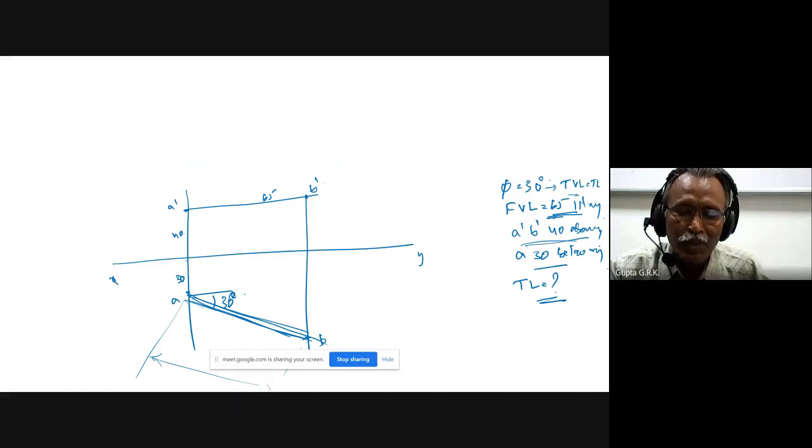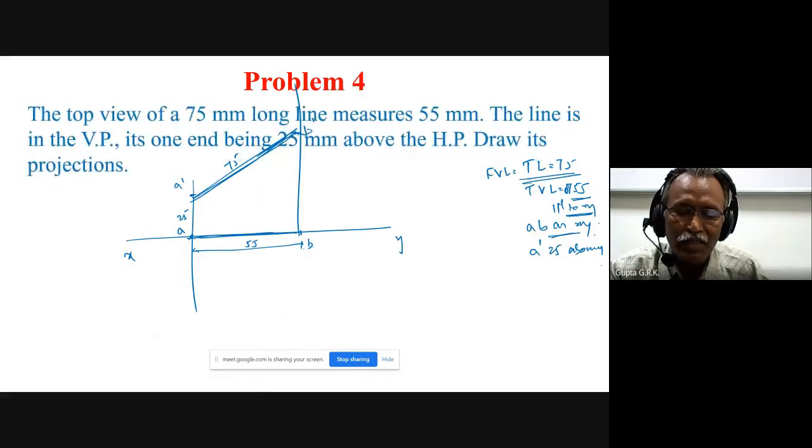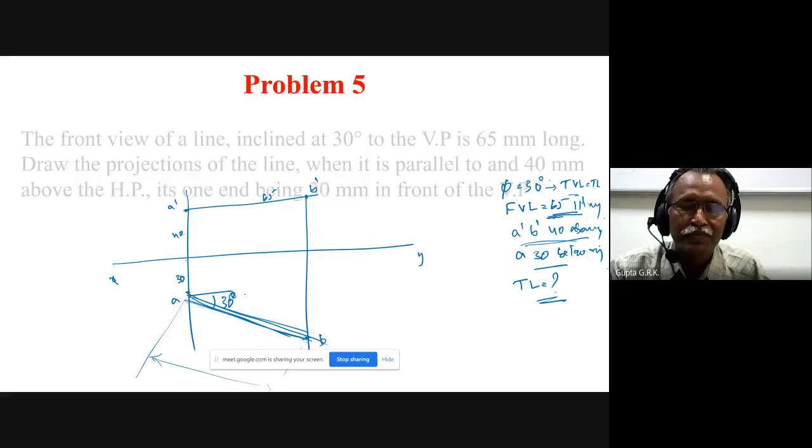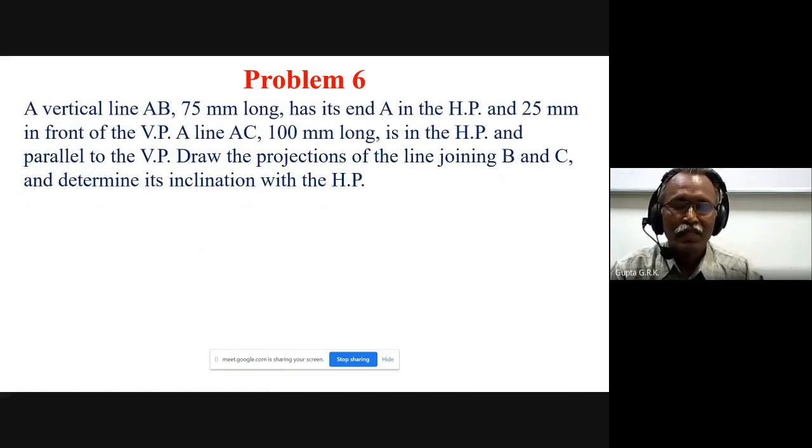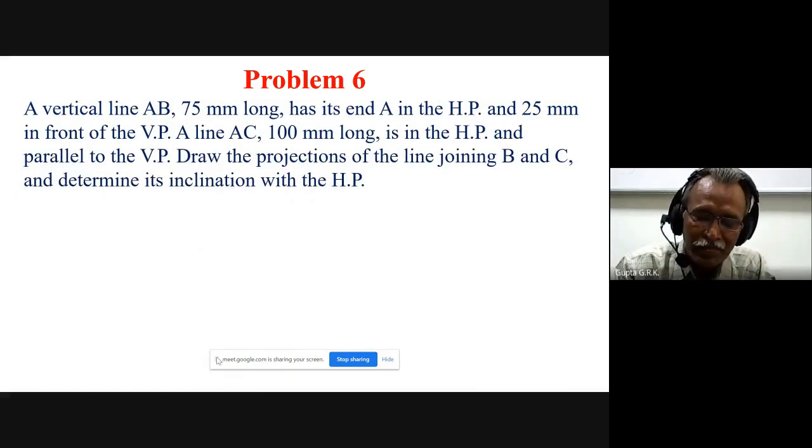And I think the previous problem was also like that. No, it is given. True length is given. Okay, like that I have to do. Problem 6. I think there are 2 lines here.